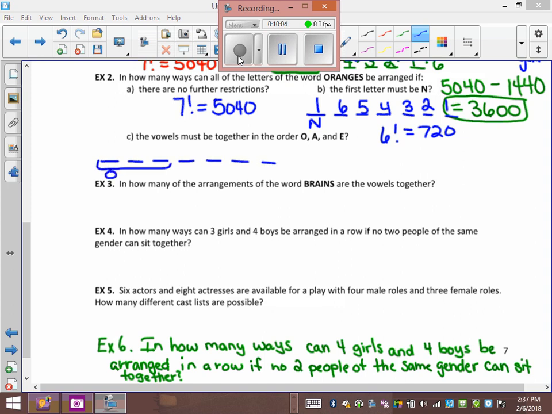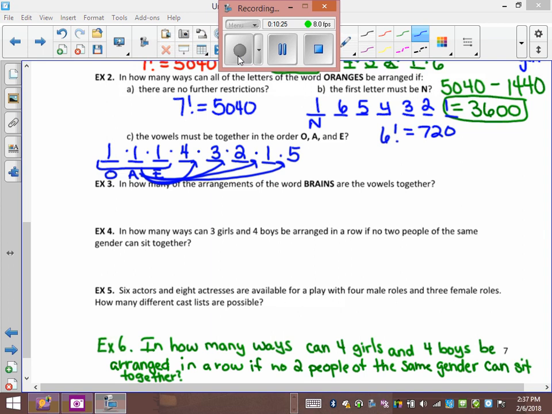And this one says the vowels must be together in the order O, A, E. So they have to be in the order O, A, E. So 1, 1, 1. Then we have 4 letters left. 3, 2, 1. And then we multiply by 5, because it doesn't say vowels at the beginning, so they could be here, which is 1, 2, 3, 4, 5.